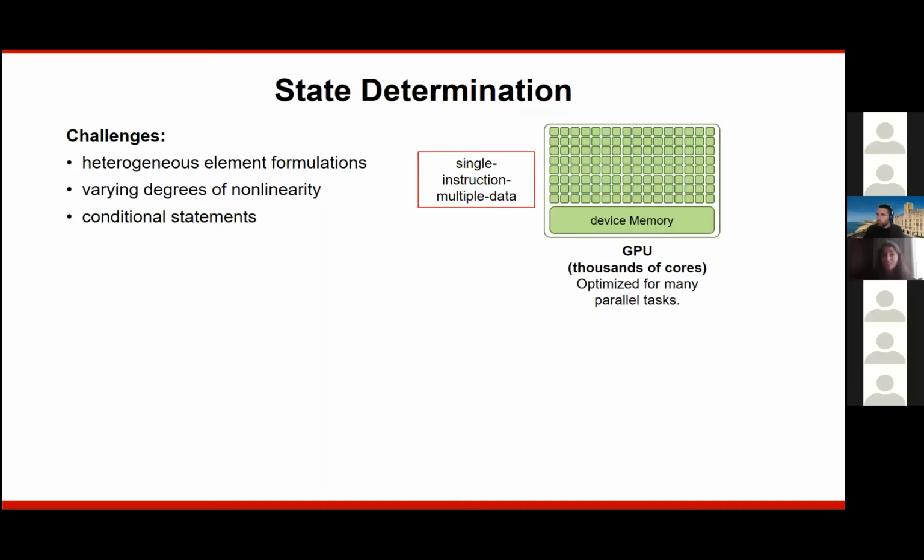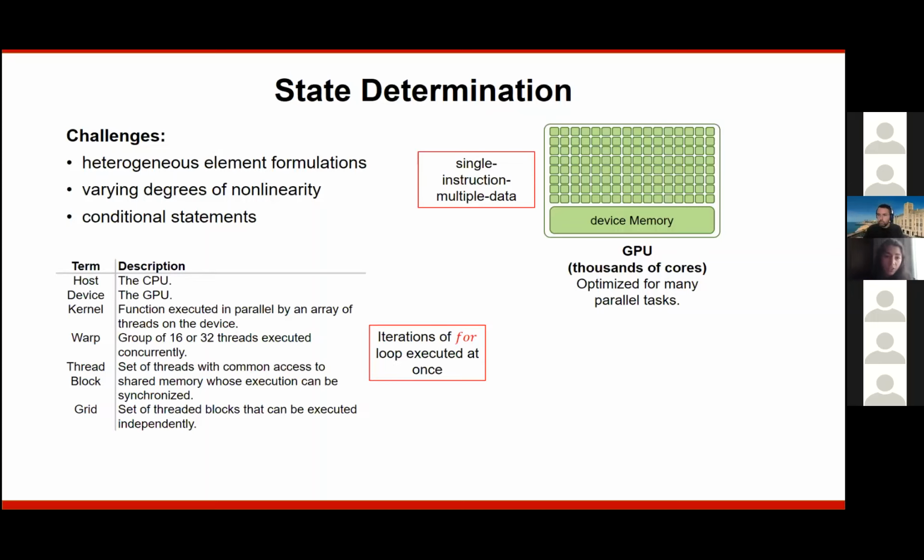The if-else statements associated with nonlinearities, well, how the GPU approaches that is it might take both branches of the if-else statement and do them both at the same time. So if it's elastic versus inelastic, it'll actually do both of those and then choose one at the end. So that sort of thread divergence is also an issue.